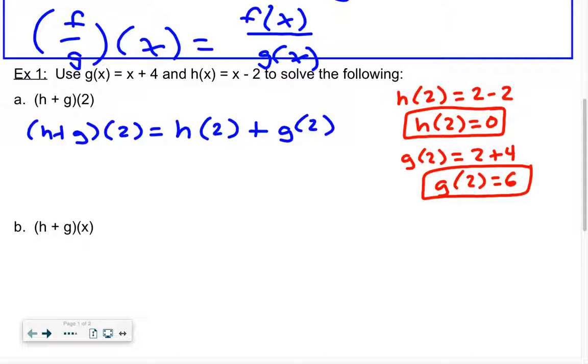So now that we did our scratch work off to the side, now we want to go ahead and do this. Do you have a question, Abby? Okay.